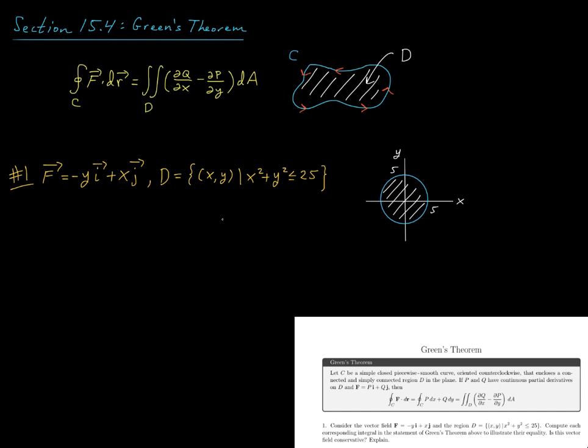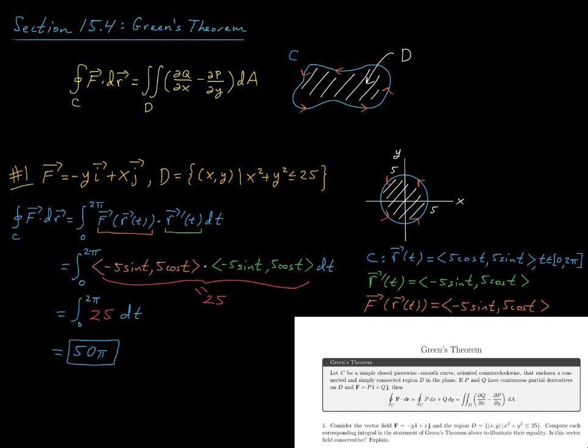All right, so to compute the line integral, this is the type of computation we were doing in section 15.2. We're going to first parameterize this boundary curve, which is just the circle of radius 5 centered at the origin. So I'll go ahead and do that with the parameterization 5 cosine t and 5 sine t, letting t vary from 0 to 2 pi. That gives us a counterclockwise orientation for that circle.